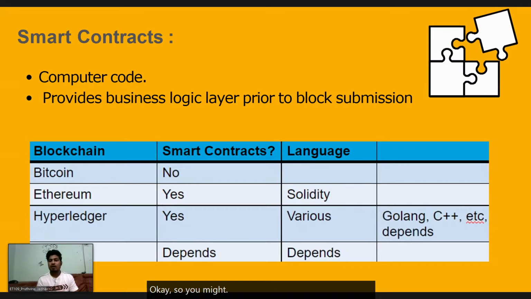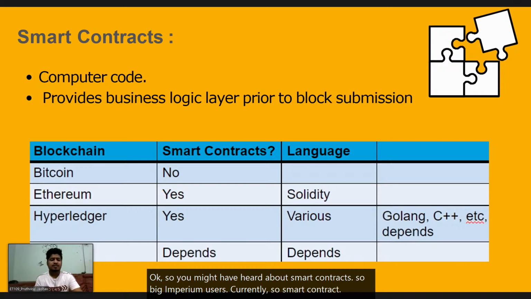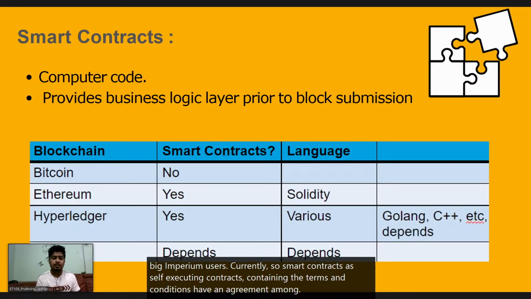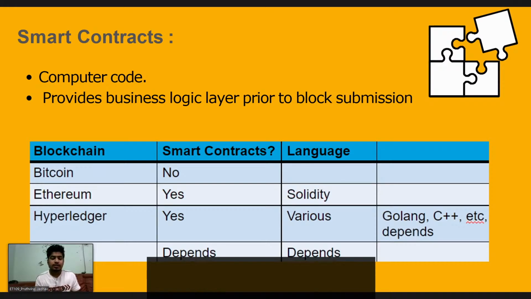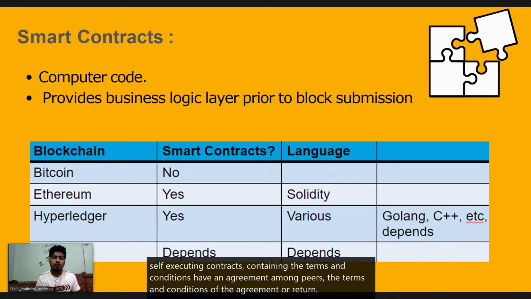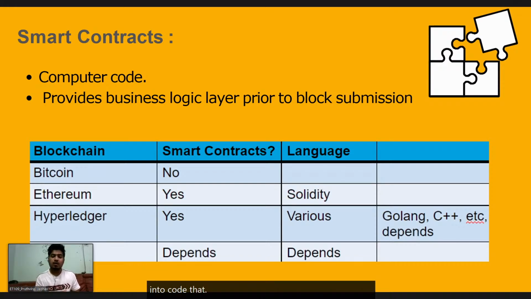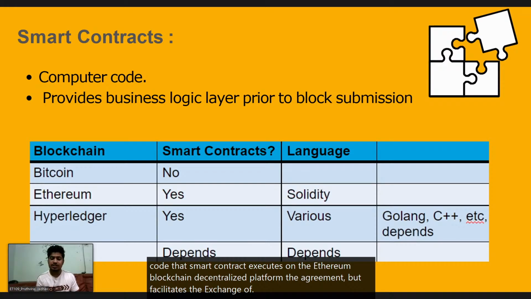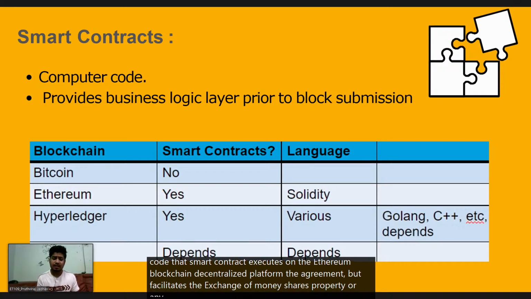Okay, so you might have heard about smart contracts, which Ethereum currently uses. Smart contracts are self-executing contracts containing the terms and conditions of an agreement among peers. The terms and conditions of the agreement are written into code. The smart contract executes on the Ethereum blockchain decentralized platform. The agreement facilitates the exchange of money, shares, property, or any assets.